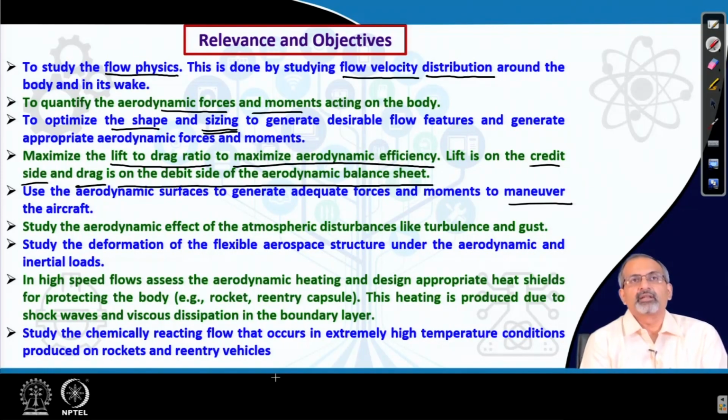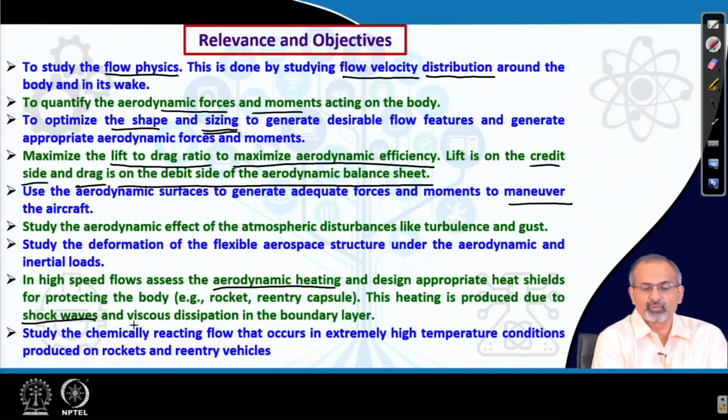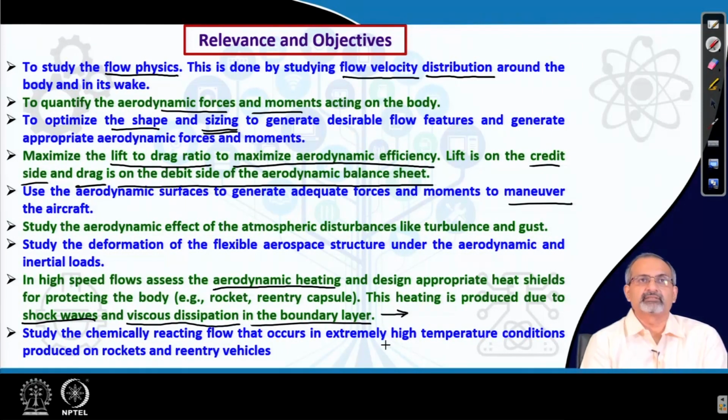You may like to study the aerodynamic effect of atmospheric disturbances like turbulence and gust, and study the deformation of flexible aerospace structures under aerodynamic and inertial loads. For very high speed configurations like rockets and re-entry modules or capsules, you will be interested to learn about aerodynamic heating and how you would like to design your heat shields to protect these bodies. These enormous heatings are produced due to the high velocities at which these vehicles travel. There are shock waves and very high viscous dissipation in the boundary layer, about which we will discuss later in some lectures. So, aerodynamic heating is a major issue at high speeds. That is all that we need to understand at this point.